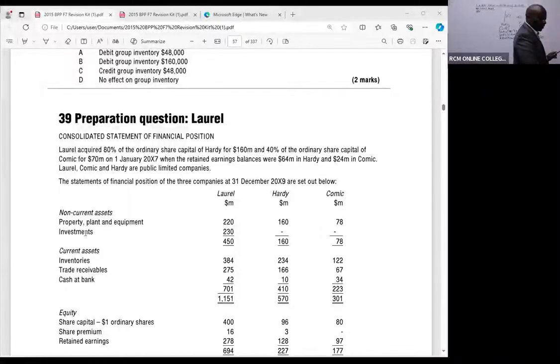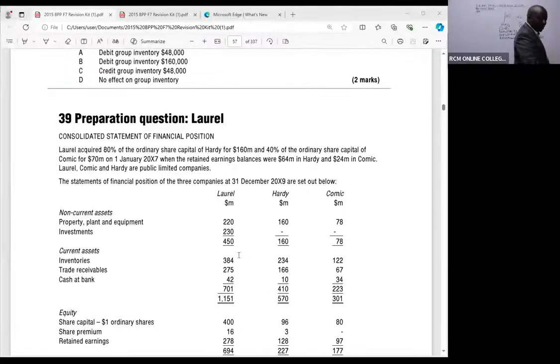We have investments. These investments, of course, are broken down into two. We have the subsidiary at 160, and then we invested in an associate at 70. So 160 plus 70 is how they got this 230. So these investments are broken into two.